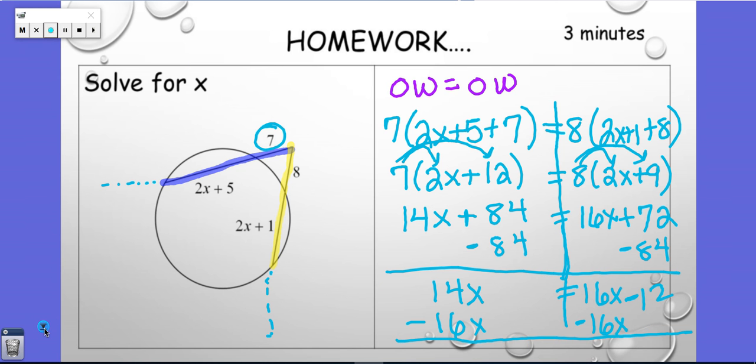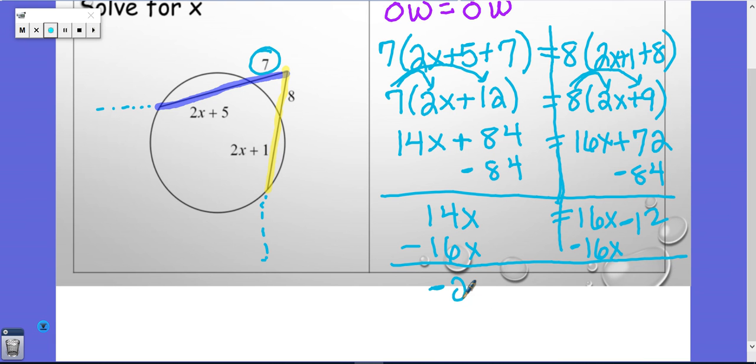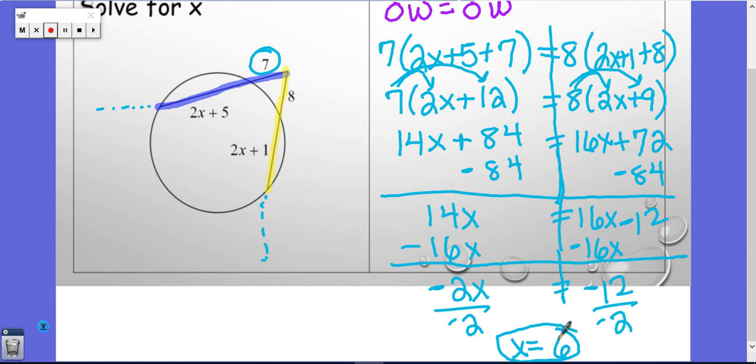And then here we get negative 2x. Double check your math. Negative 12 divided by negative 2. X equals 6, and we are finished. Okay, so we found x.